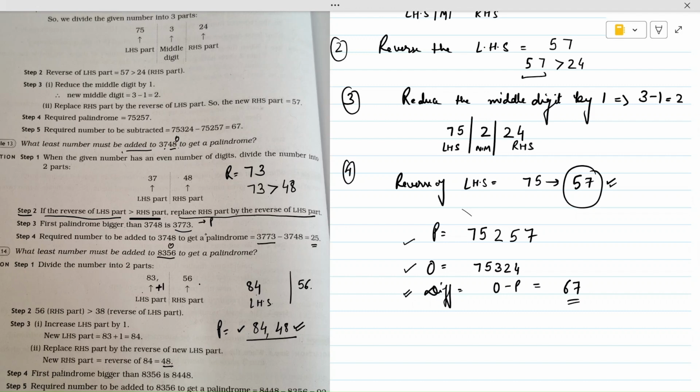Okay, so kids, this concept of finding the palindrome number is not covered in NCERT. It's only in RS Aggarwal. So we have completed this topic today from here.